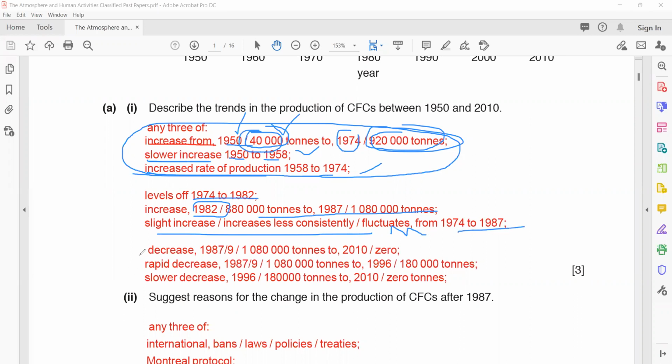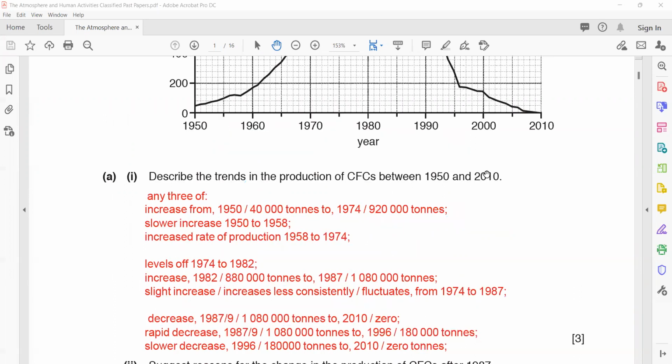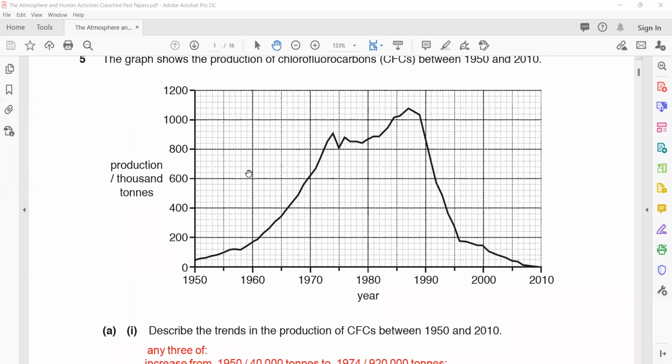The third one is decrease. There is a rapid decrease and it went to zero up to this point. So this is how the graph is described. You can use the values by the year. You can also give the general opinion that from this year to this year it is increasing. But if you put the numbers, you can get more marks. Got it?